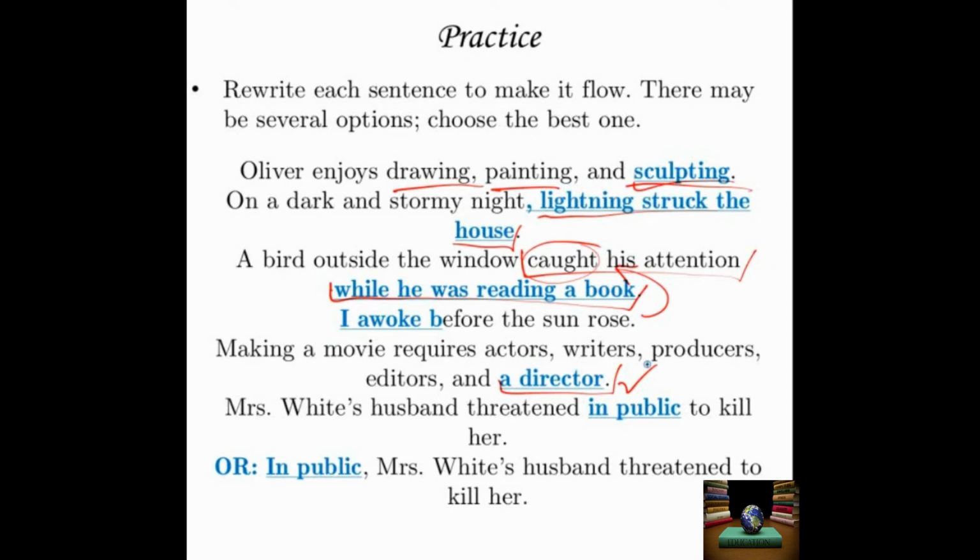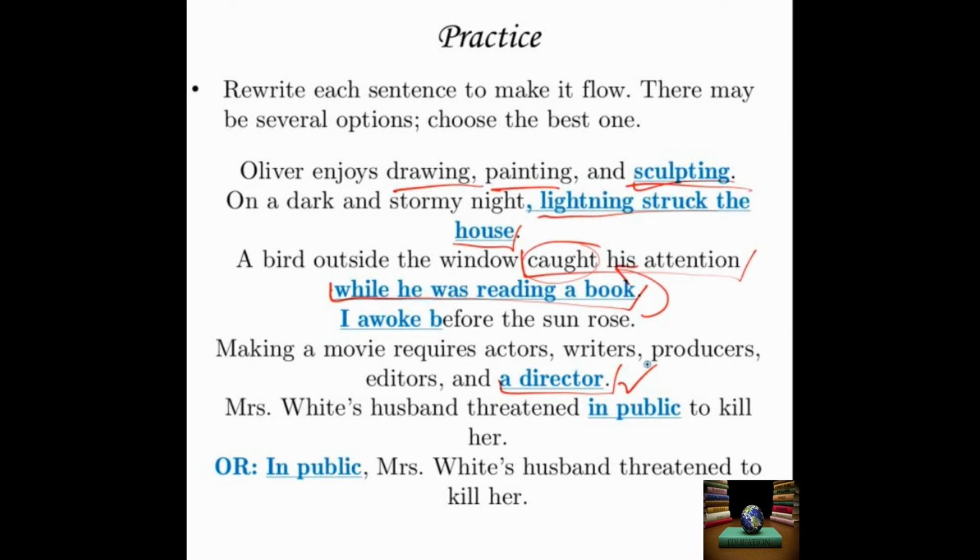Next, this is my favorite example of a misplaced modifier. It's actually from the movie Clue. And at one point, Mrs. White, who is a widow, is describing her husband and says he was crazy. He threatened to kill me in public. The immediate response from somebody else standing in the room is, why would he want to kill you in public?